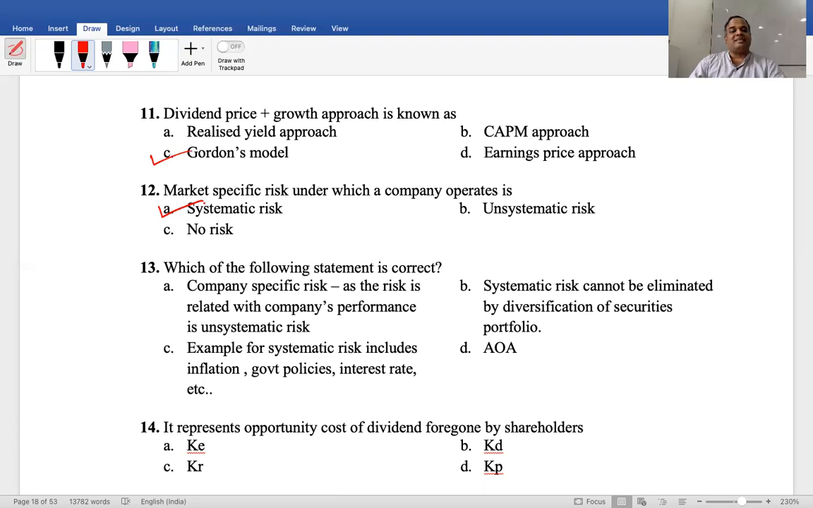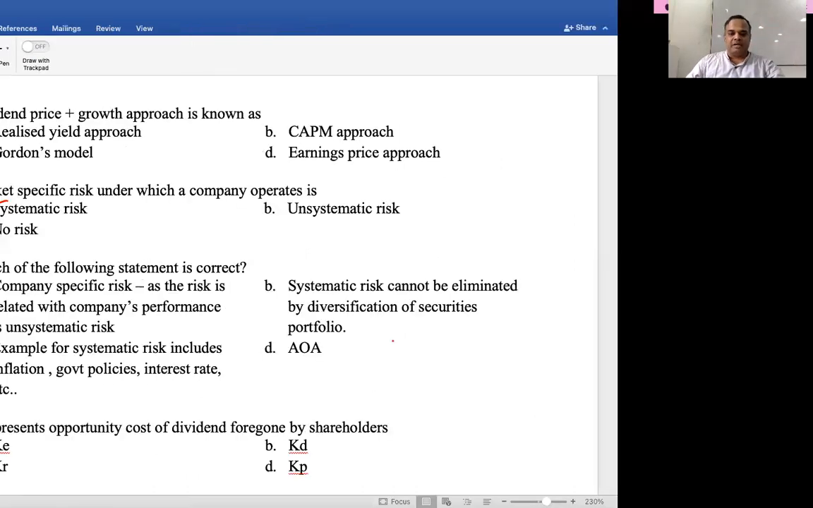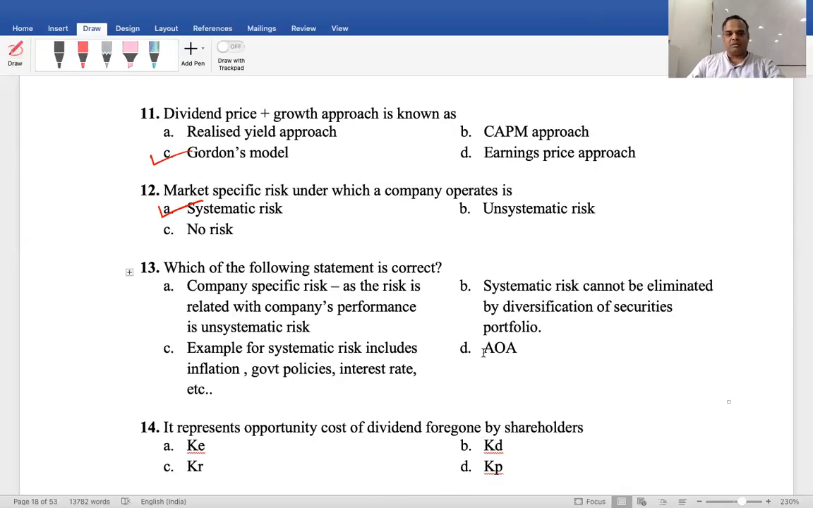Which of the following statements is correct? A, company specific risk, the risk related to the company's performance, is unsystematic risk. B, systematic risk cannot be eliminated by diversification of security portfolio. C, examples of systematic risk include inflation, government policy, interest rate, etc. This all forms part of systematic risk. And the last one, all of the above. The answer is what? All the statements are correct. Therefore, all of the above is correct.